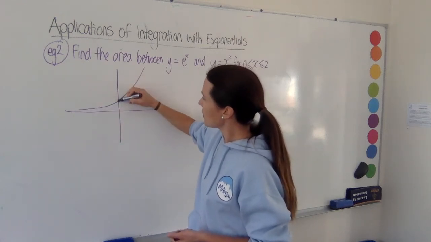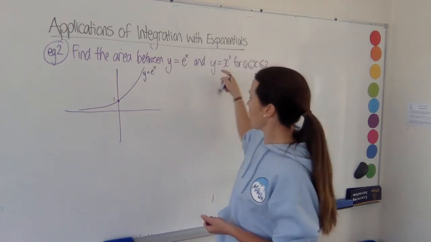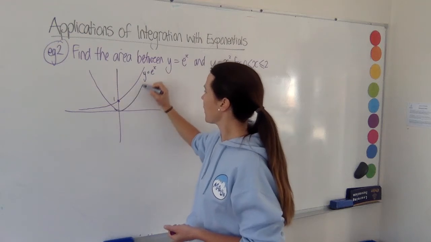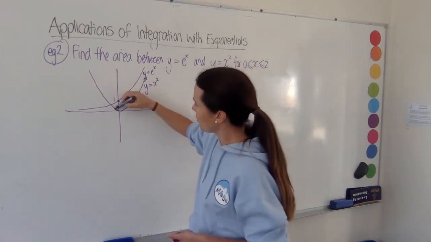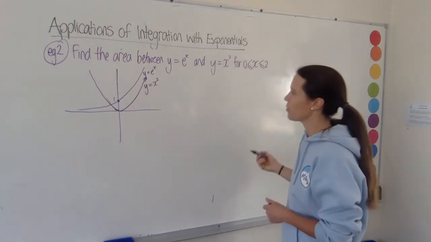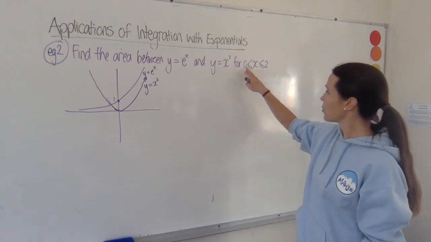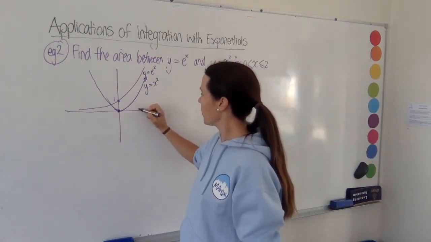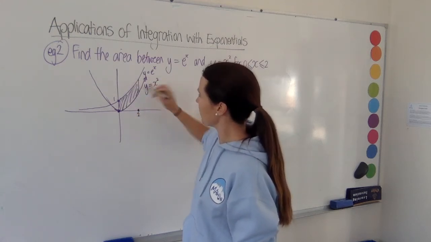It also starts here at the 1 and sits like that, whereas my parabola goes through the origin here and comes up, and it's going to be sitting below. Not a great picture, but that's good enough to show what I'm doing. Now I need to find the area between the curves for values of x between 0 and 2. So I'm working with my lower bound of 0 and my upper bound of 2. In other words, I'm finding this area here.